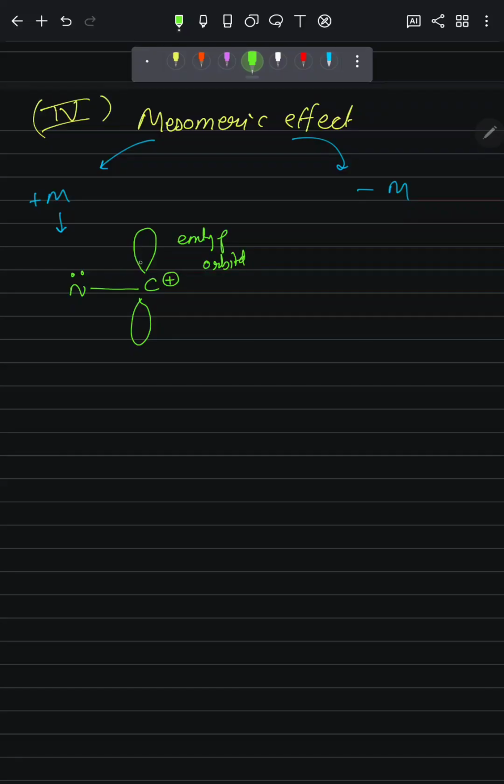So the donation of a lone pair from nitrogen, or maybe an oxygen lone pair or sulfur lone pair, directly from the lone pair to the empty p orbital of the carbocation is called the mesomeric effect, the plus M effect. It is called the plus M effect.